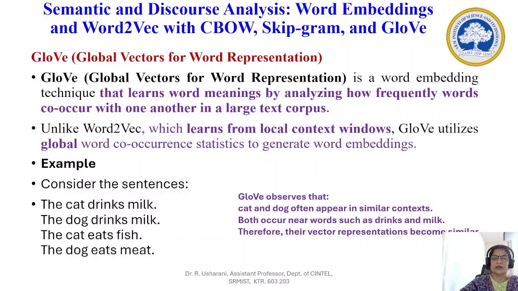Unlike word2vec, which learns from local context windows, GloVe learns global word occurrences, otherwise word co-occurrence statistics, to generate word embeddings. So GloVe observed that cat and dog often appear in similar contexts. Consider the sentences: the cat drinks milk, the dog drinks milk. The cat eats fish, the dog eats meat. So both occur near words such as drinks and milk. Therefore, their vector representations become similar.